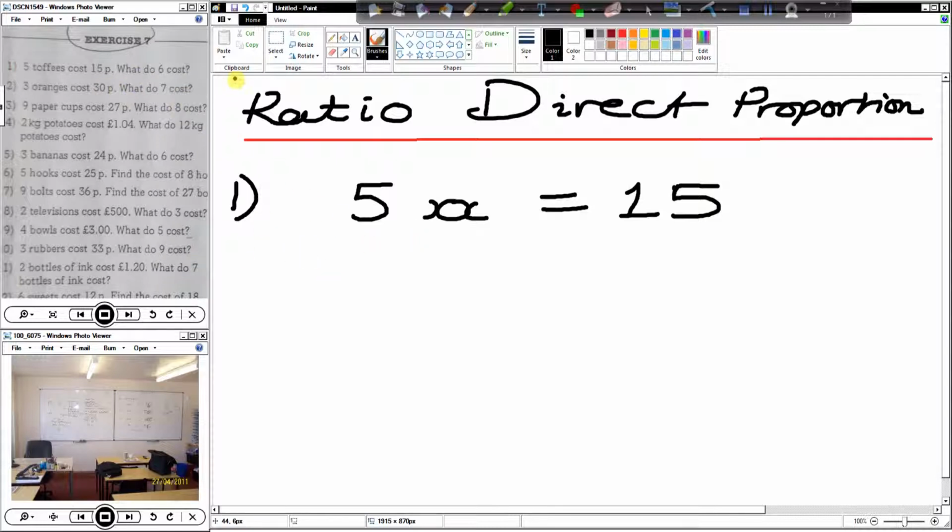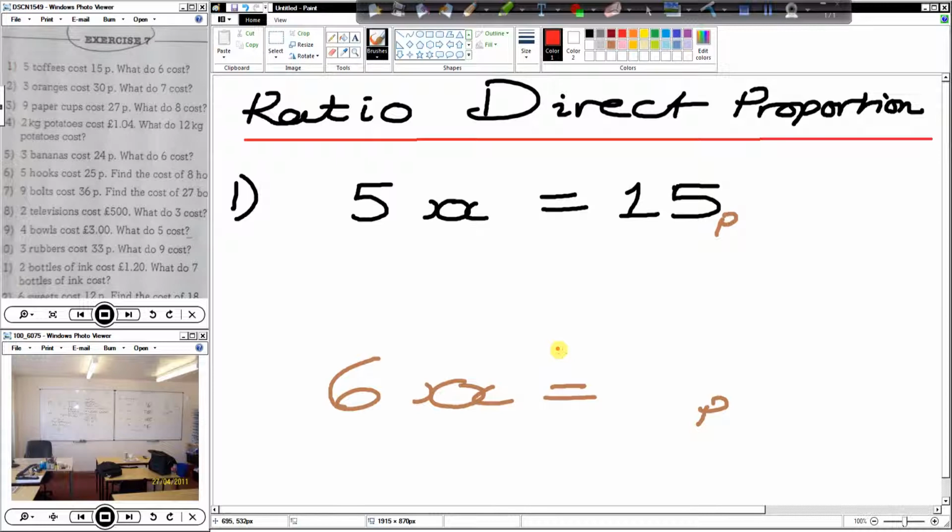It says, what do 6 cost? We can do that one as well. I'm going to put 6 at the bottom of here. 6 toffees, and we need to work out how much it costs. That goes here. Now, if you know what 5 toffees cost, to get to 6 toffees, we need to do one extra step. You can't go from 5 to 6.